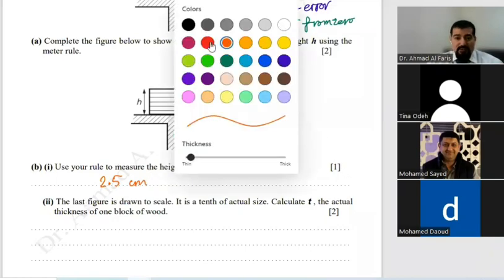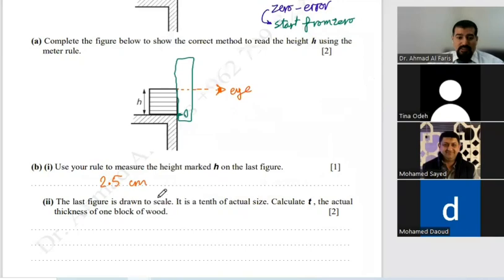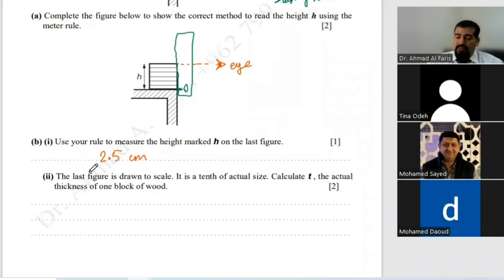And usually they ask you to use your ruler to what? To measure distances, okay? What they ask here, the last figure is drawn to a scale. It is 1/10 of the actual size. What's the meaning of 1/10 of the actual size? That means it's smaller by 10 times of the actual size. That means this picture is smaller than the real size of the object. By how many times? 10 times.